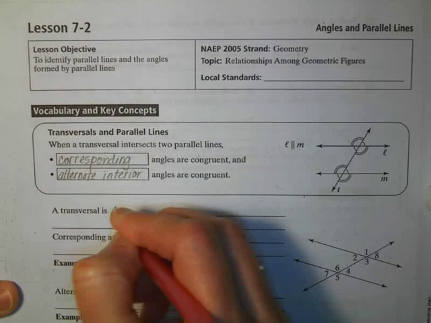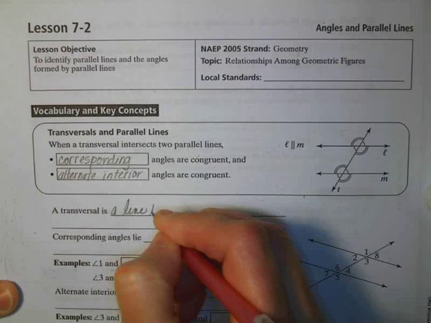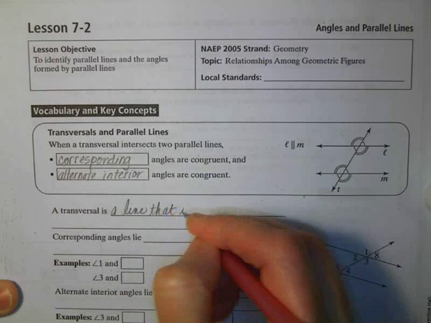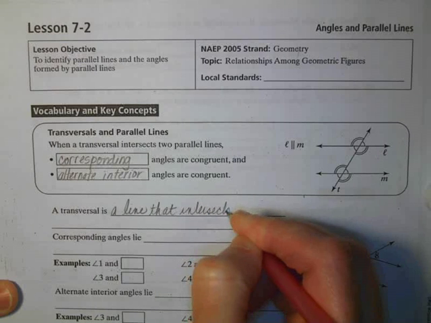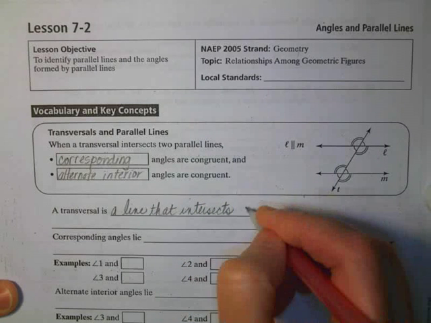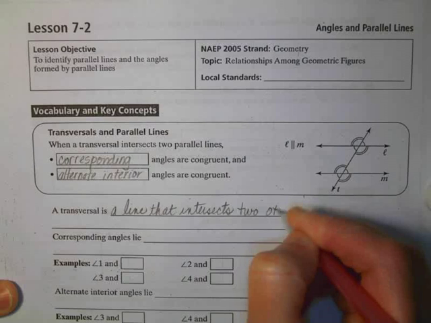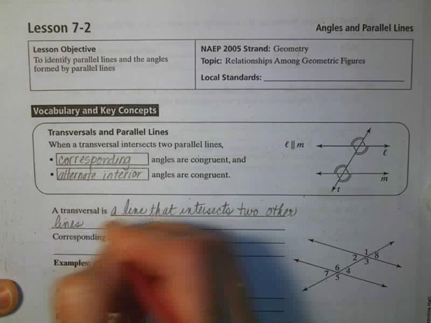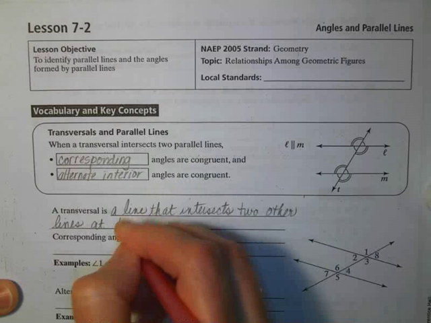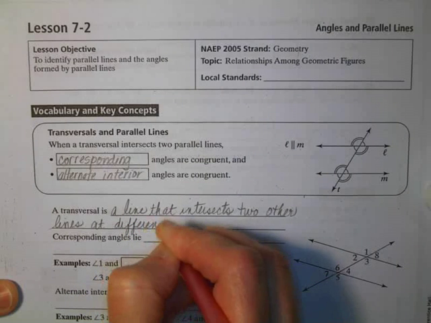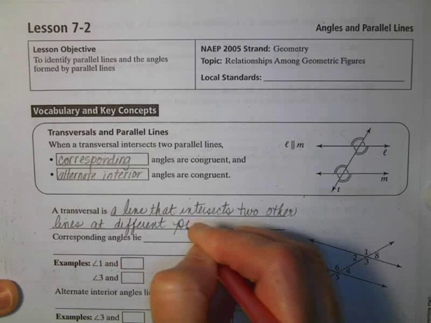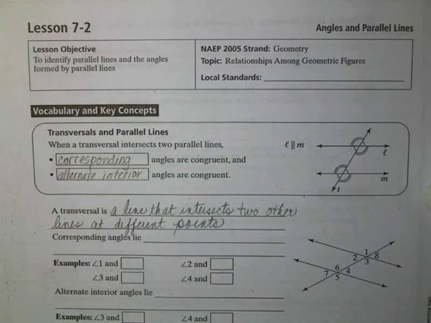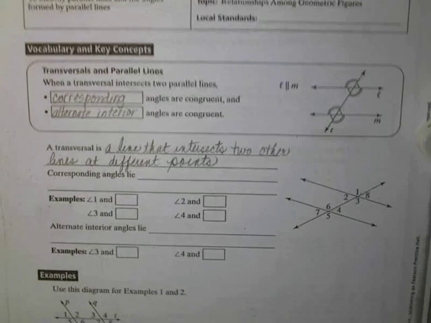A transversal is a line that intersects two other lines at different points. In other words, all three of them don't come together in one point. That's why it says it that way.